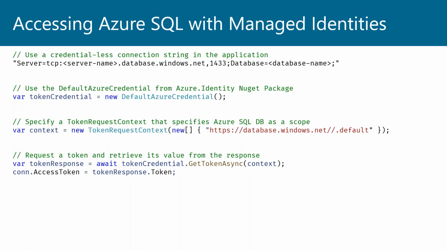When I do this, again, the code that I would update, I can create a credential-less connection string in the application. Then I once again use the default Azure credential from that Azure Identity NuGet package, and I can specify a context for the token it's going to request. In this case, it's database.windows.net/ that is the scope that you would use to access the resource.